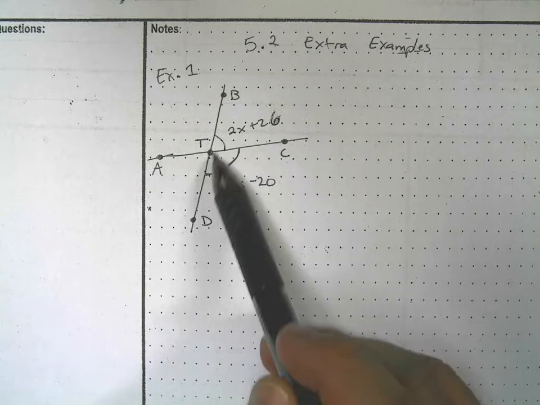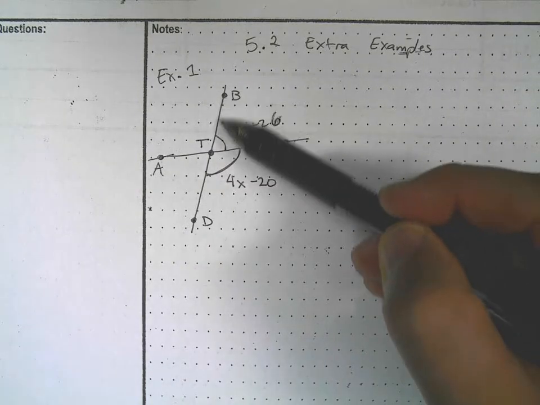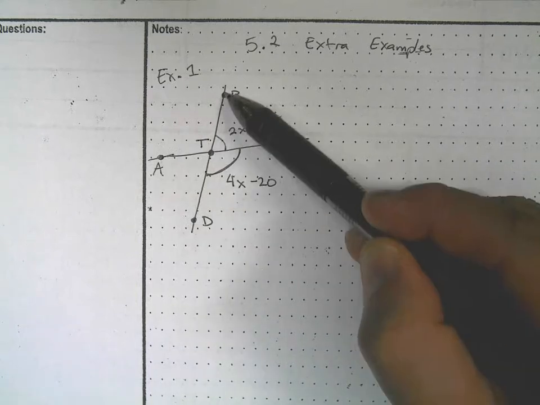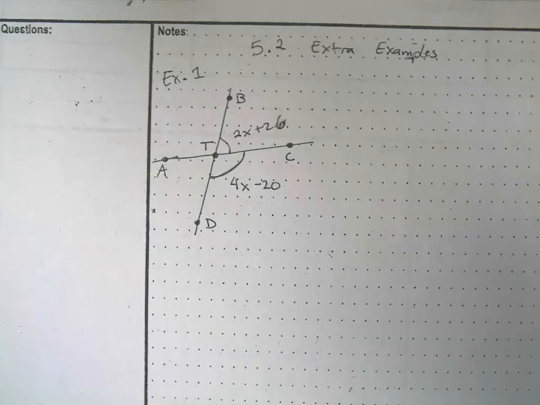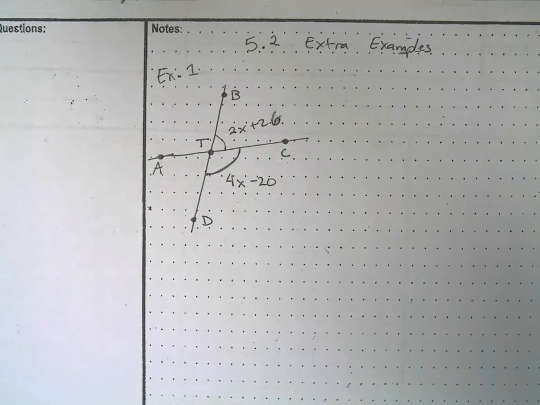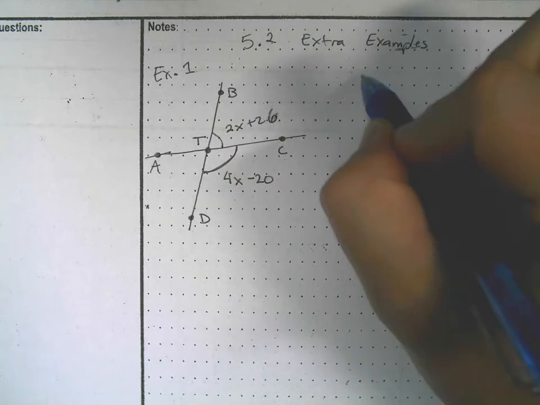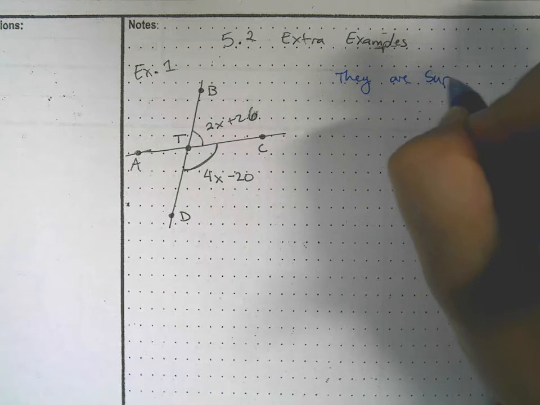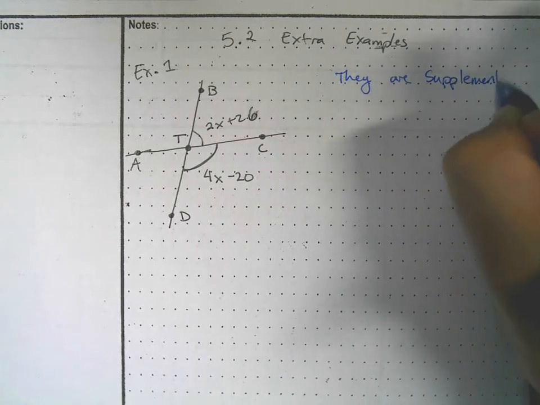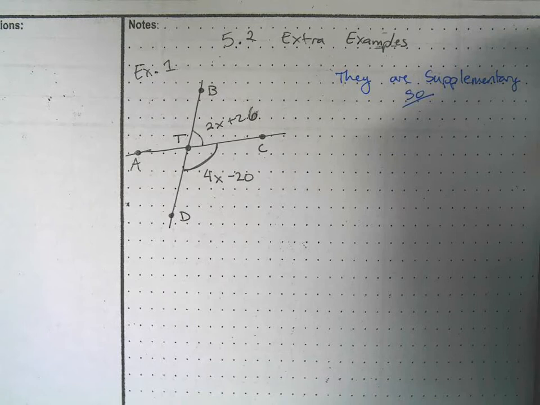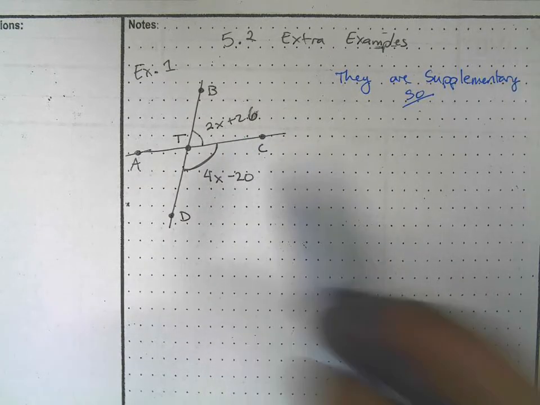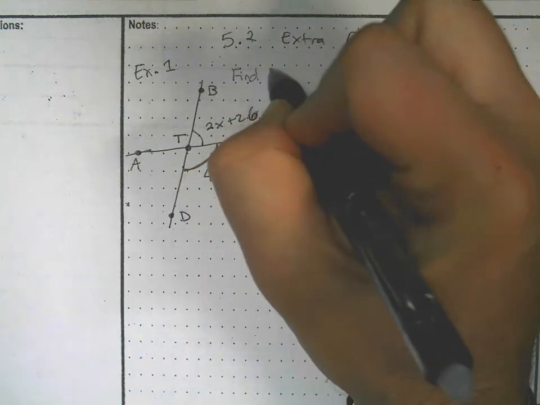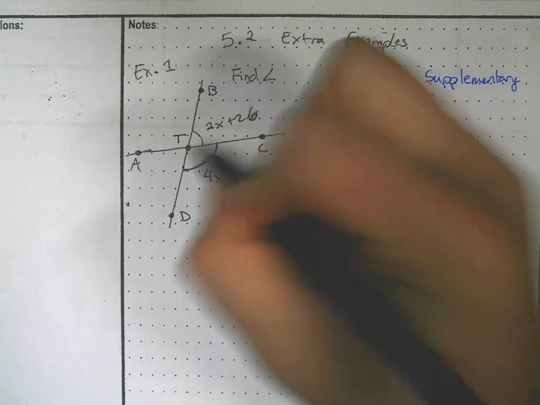We have two angles that are next to each other, and they create the straight angle. So this angle plus this angle creates this straight angle, so they are supplementary. So I can add them together and it equals 180. Oh, we didn't use what we're trying to find. We're trying to find angle BTC.